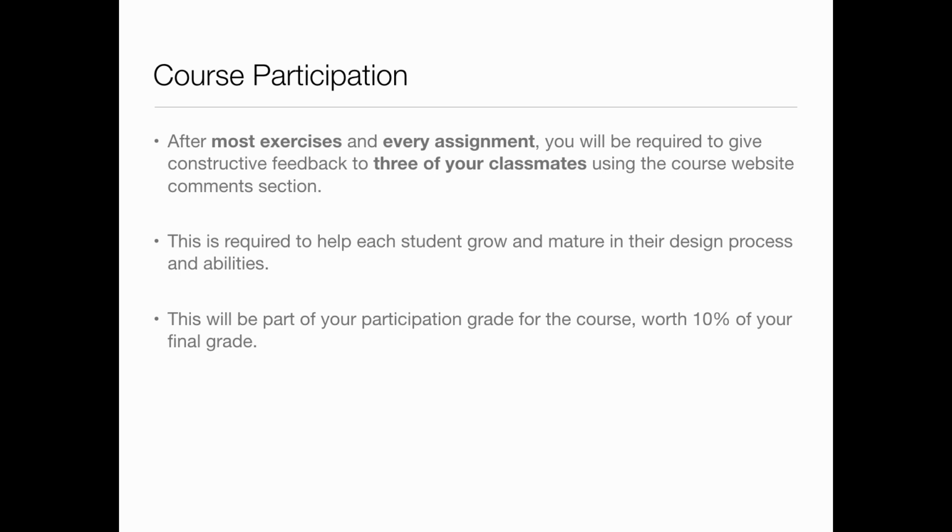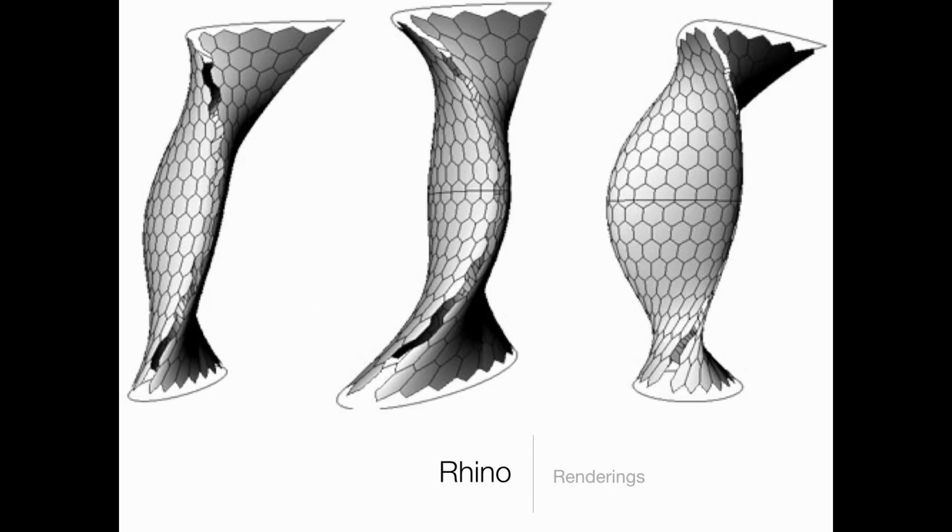We will do a comment all together, once, so you see how it works. But then it'll be a little while in the semester before we start doing it. So just bear with me. This is part of your participation grade. It's half of your participation grade, so it's 5% of your overall grade for the class.